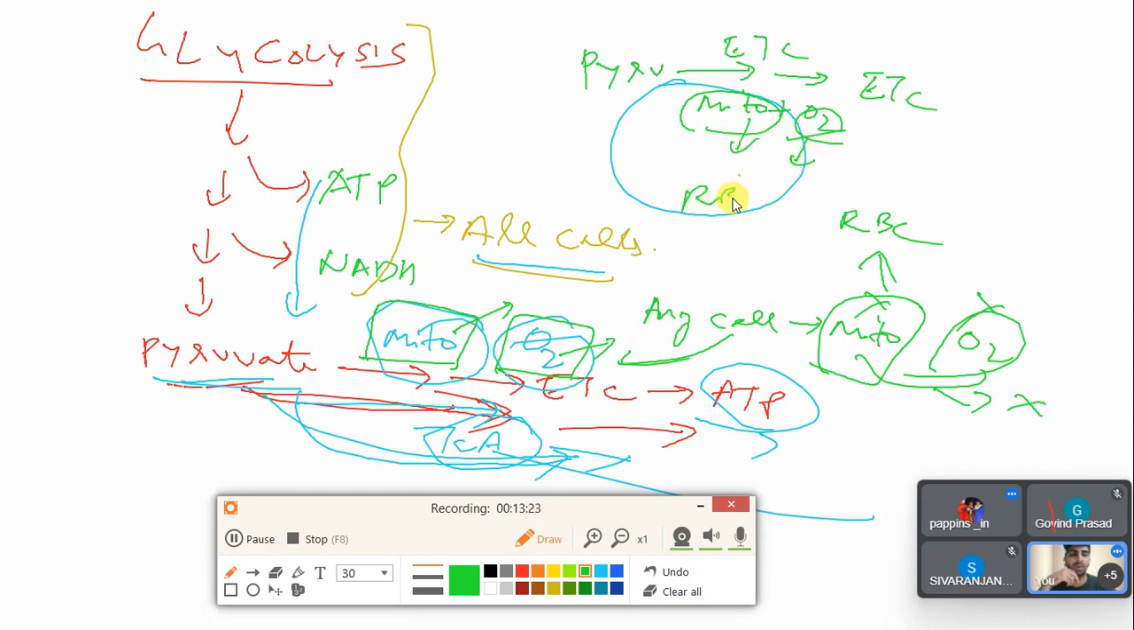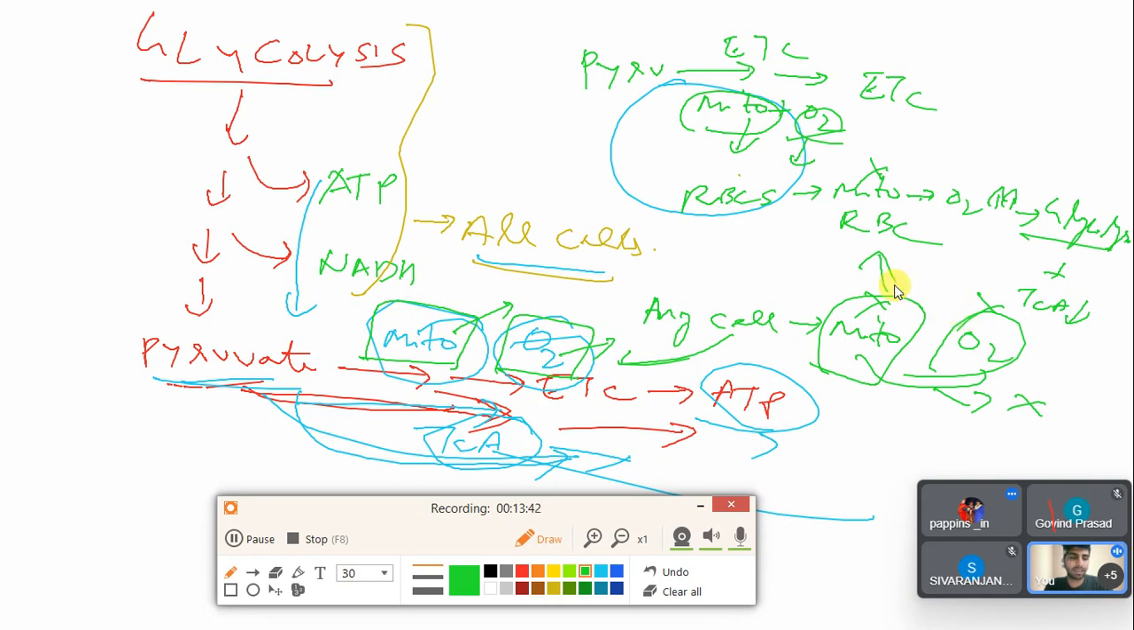And RBCs are such cells which don't have mitochondria, but they have abundance of oxygen, and therefore only glycolysis occurs, but no TCA cycle occurs. So that's an exception to this aerobic respiration.